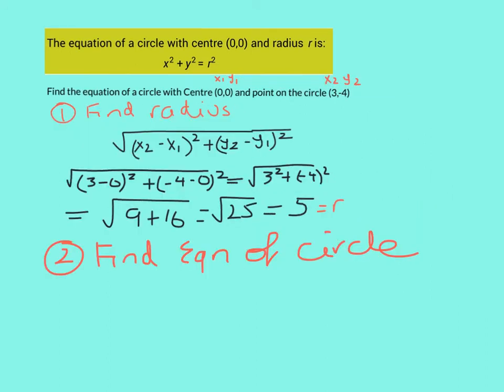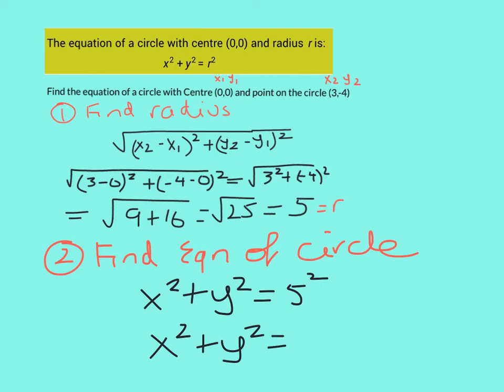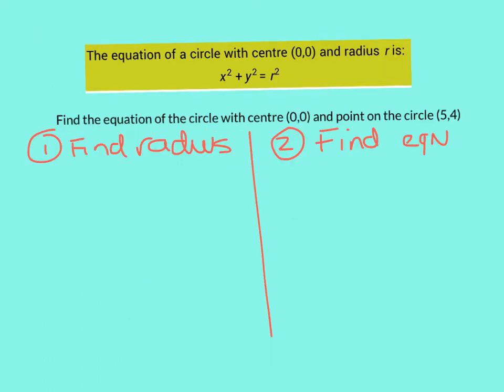Okay, so the second thing I'll need to do is find the equation of the circle. So now I have the radius. I can go ahead and use this formula up here and just substitute in my r. I don't have to substitute anything in for y. So I have x squared plus y squared equals, my r is 5 squared. So I know now that x squared plus y squared equals 25, and that's my equation of the circle. And I'm done.